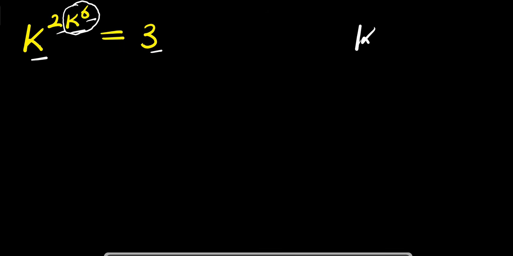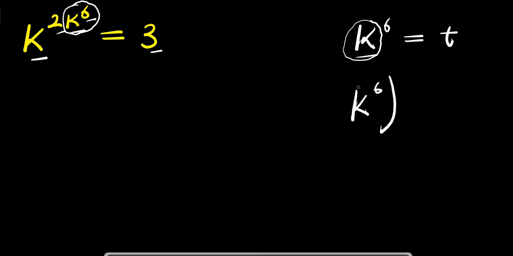I have k to the power of 6, and I can equate it to a variable, maybe t. So if k power 6 equals t, I'm going to isolate this k. So for me to do that, I need to eliminate this 6 here. So I have k power 6, I multiply the exponent by 1 over 6 equals t power 1 over 6.